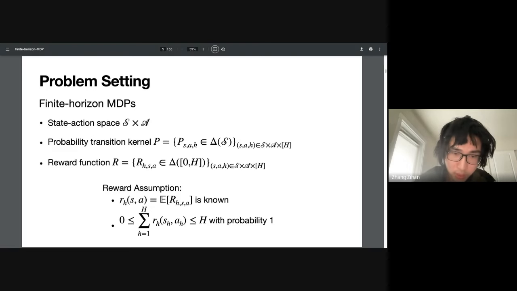Our second assumption about the reward is that the total reward in each episode is bounded by H. Compared to another assumption, where each R_h(s,a) ranges in 0 to 1, this assumption is more general. It is similar to one of the previous works about horizon-free learning, where they assume the total reward in an episode is bounded by one instead of bounding the reward in each step by one.